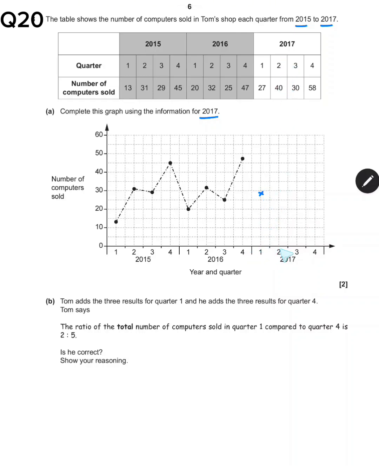So somewhere around there, 27. Q2 is 40 computers. There's Q2. That's nice. That's bang on 40. Q3 is 30. Q3, 10, 20, 30. And then Q4 would be 58. So there's Q4. Right up to 50. That would be 55. That's 60. So again, somewhere just before 60 there. And what we do is connect these points up.